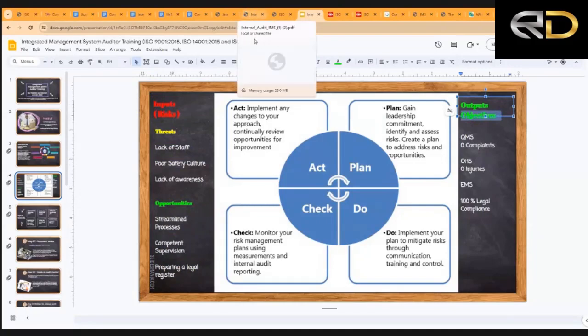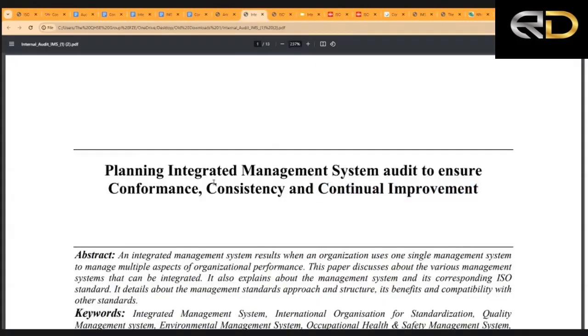So those are the three forms of audit evidence that you have to gather for your IMS, okay? In an integrated management system, that is basically what you have to do. So in an integrated management system, as an auditor, you have to gather evidence of conformity, consistency, and continual improvement.